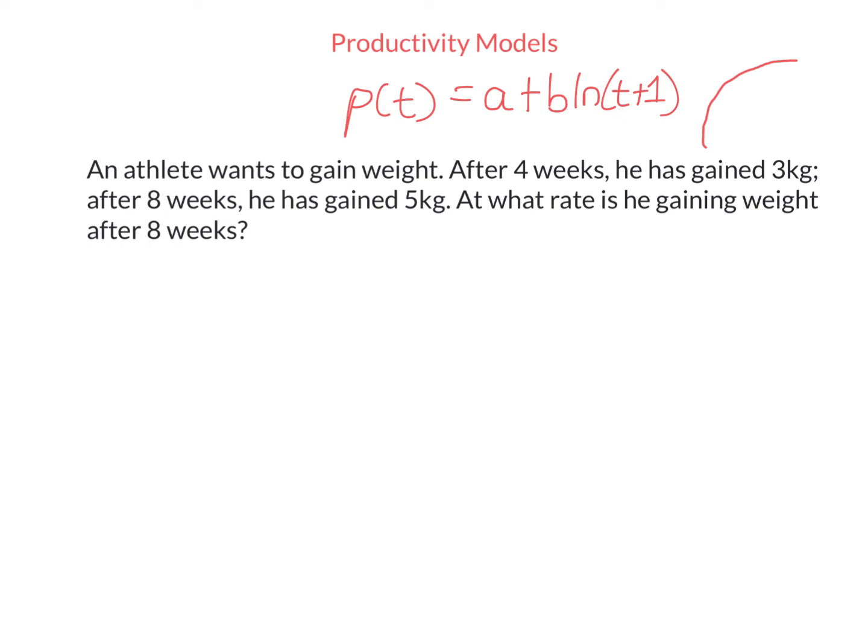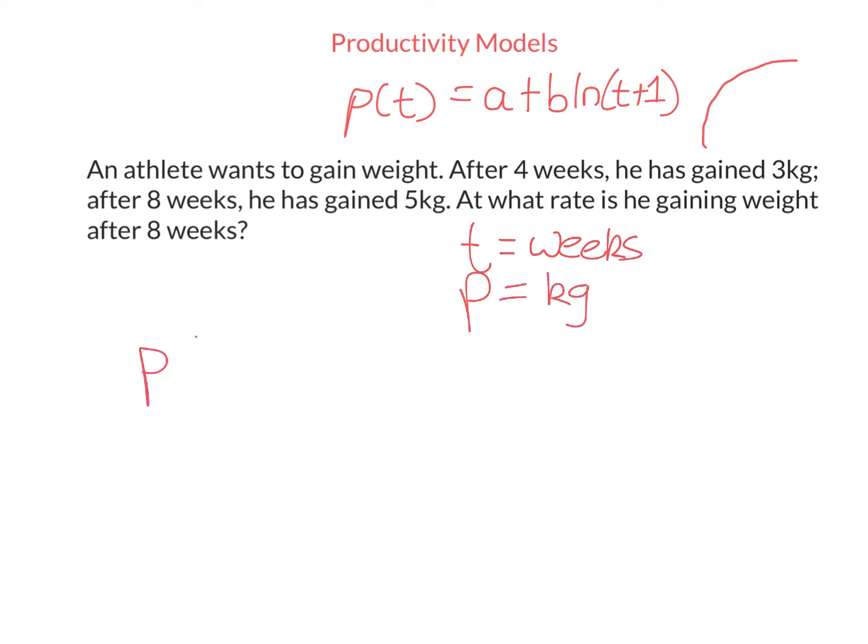So let's look at an example. An athlete wants to bulk up and gain weight. After 4 weeks, he's gained 3 kilos. After 8 weeks, he's gained 5 kilos. We're going to find the rate at which he's gaining weight after 8 weeks. First, we need to find an equation of this form and find what A and B are. In this example, T, which is always the time, is going to be weeks, and P is going to be the weight gain in kilograms.